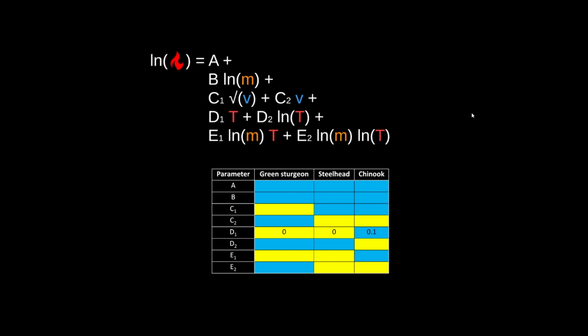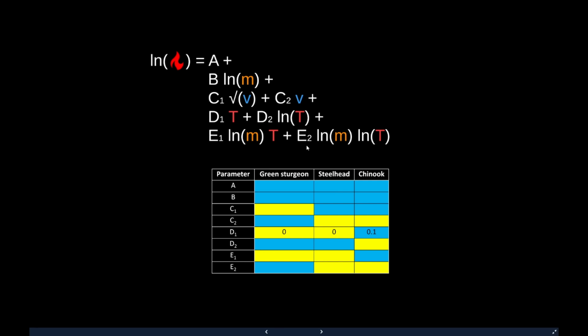So currently in the model we have green sturgeon, steelhead, and chinook, and as you might know, green sturgeon are a more low energy species than steelhead or chinook typically. So one might expect that their metabolic rates would vary differently with some of the things that we often consider metabolic rates to vary with, like velocity or swim speed, mass, or temperature.